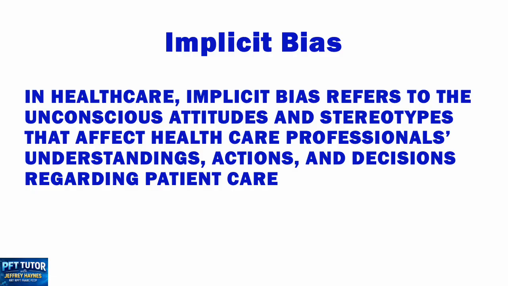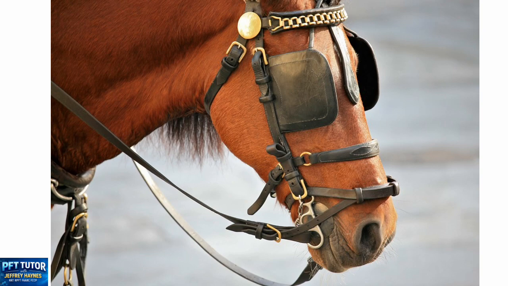In healthcare, implicit bias refers to the unconscious attitudes and stereotypes that affect healthcare professionals' understandings, actions, and decisions regarding patient care. In the case of the obese patient with dyspnea on exertion, we have to be careful to avoid implicit bias and remove those blinders that might make us jump to conclusions and just assume that the patient's dyspnea on exertion is due solely to obesity. So let's review a few real-world cases that illustrate the danger of assuming that dyspnea in an obese patient is due only to excess weight.